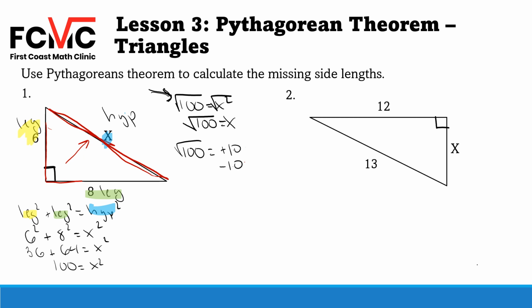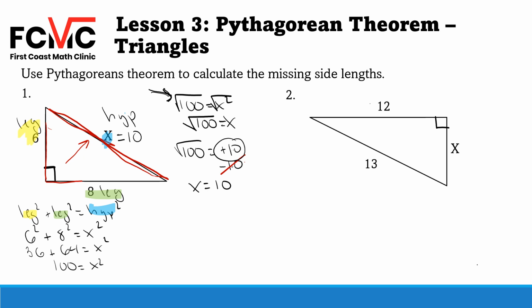We can't have a negative distance or a negative number as our distance. So when we get an answer like this, we're going to discard the negative answer and keep the positive value as our answer. So we got two answers here, positive 10 and negative 10. Since our answer has to be a distance, we have to keep the positive answer. So our x is going to be positive 10.